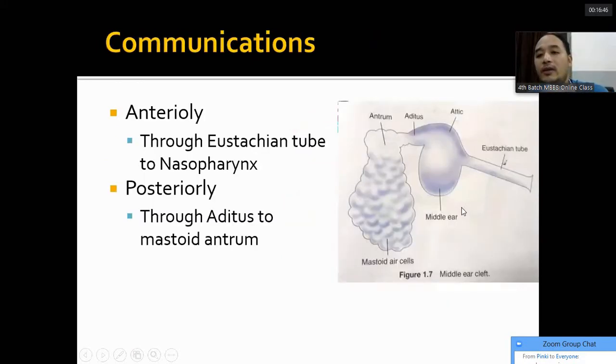Now, communications of the middle ear cavity. Anteriorly, it communicates with the Eustachian tube, and the Eustachian tube opens into the nasopharynx. Posteriorly, it communicates with the aditus, and through the aditus to the mastoid antrum and mastoid air cells. The only entrance, the only access to this tympanic cavity in a normal ear, is through the Eustachian tube. There is no other entry point to the middle ear cavity except the Eustachian tube.